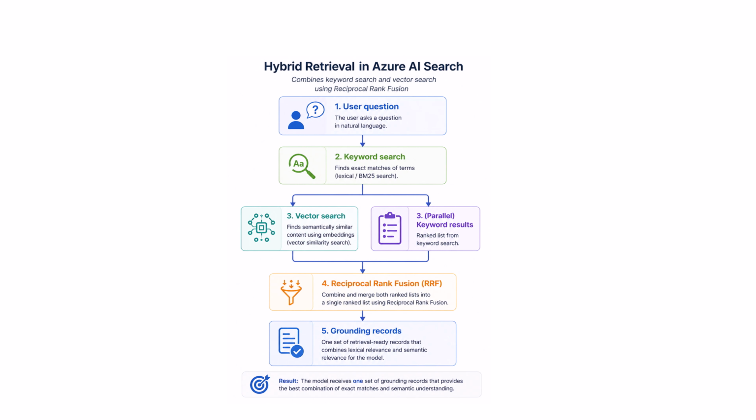When I say hybrid retrieval, I mean that Azure AI Search combines keyword search with vector similarity search. The keyword search helps find exact business terms from the documents. The vector search helps find semantically related content based on embeddings. More specifically, Azure AI Search can combine BM25 keyword search with vector similarity search and merge the results into a single ranked list using reciprocal rank fusion. The result is one set of grounding records that combines lexical and semantic relevance.